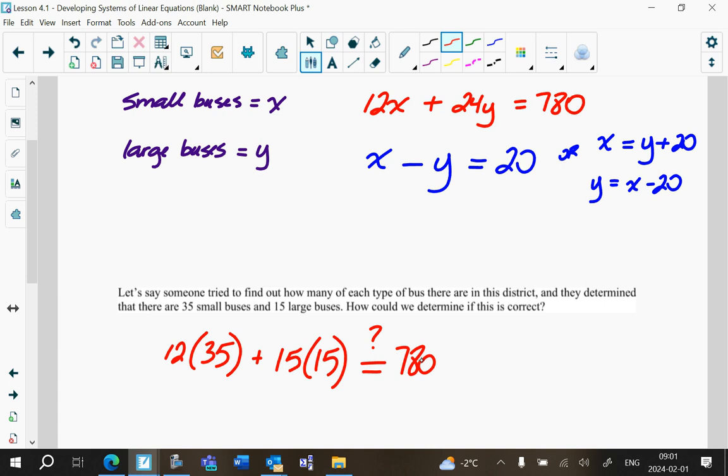And not only does it have to make this one true, does the number of small buses, 35, minus the number of large buses, 15, equal 20? Well, that one's kind of obvious, right? Does 35 minus 15 equal 20? Yeah, so that's good. This one we've got to do a little bit of work on.